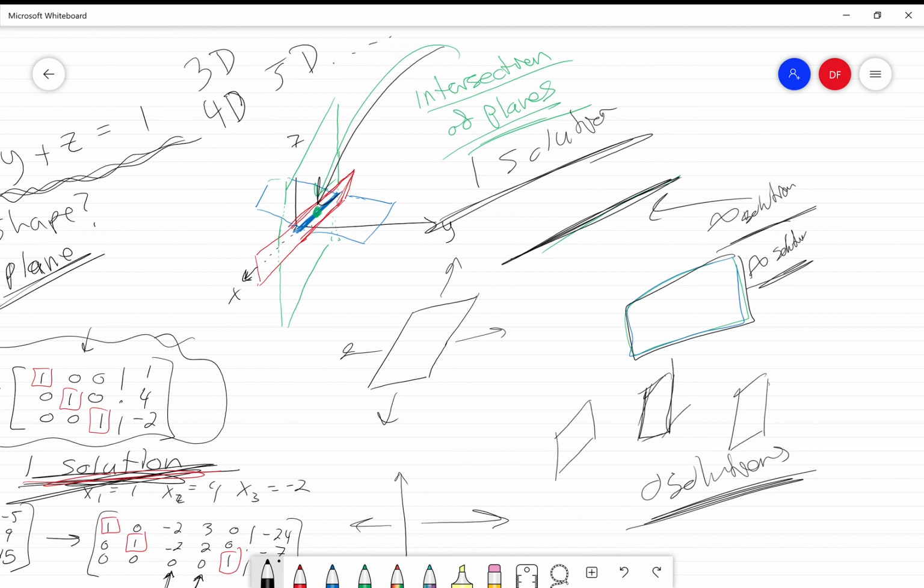And I will upload a video, MP4, called Intersection of Planes, so that you can see how 3 planes can intersect in a single point.